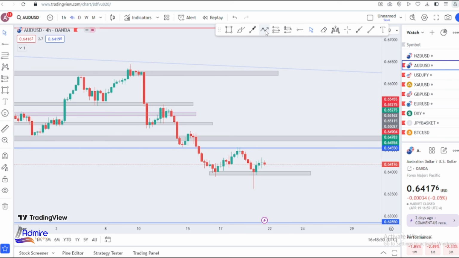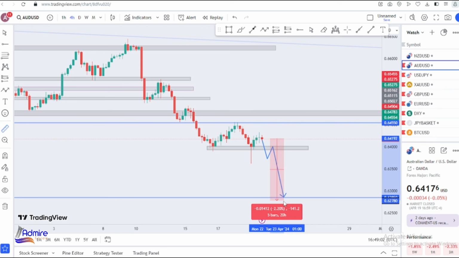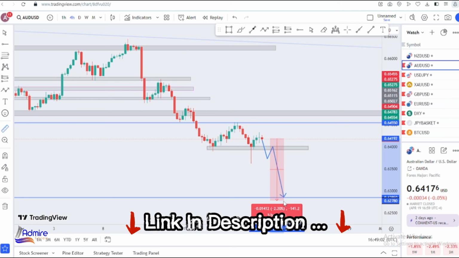Let's see how many pips of bearishness we're looking out for to the downside. Over 130 plus bearishness pips to the downside. So I believe hopefully I would also join AUD/USD this week and take advantage of it.